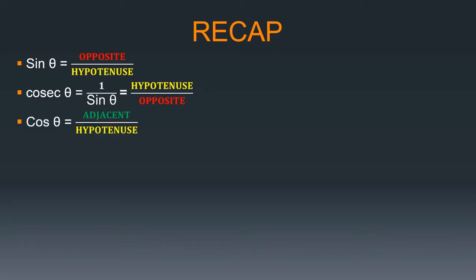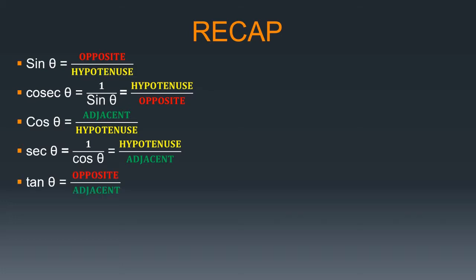Next was cos theta, which is adjacent upon hypotenuse. Fourth was the formula for sec theta, which is the inverse of cos theta, which is equals to hypotenuse upon adjacent. So sec theta is 1 upon cos theta, which is equals to hypotenuse upon adjacent. Next was the formula for tan theta, which is opposite upon adjacent.